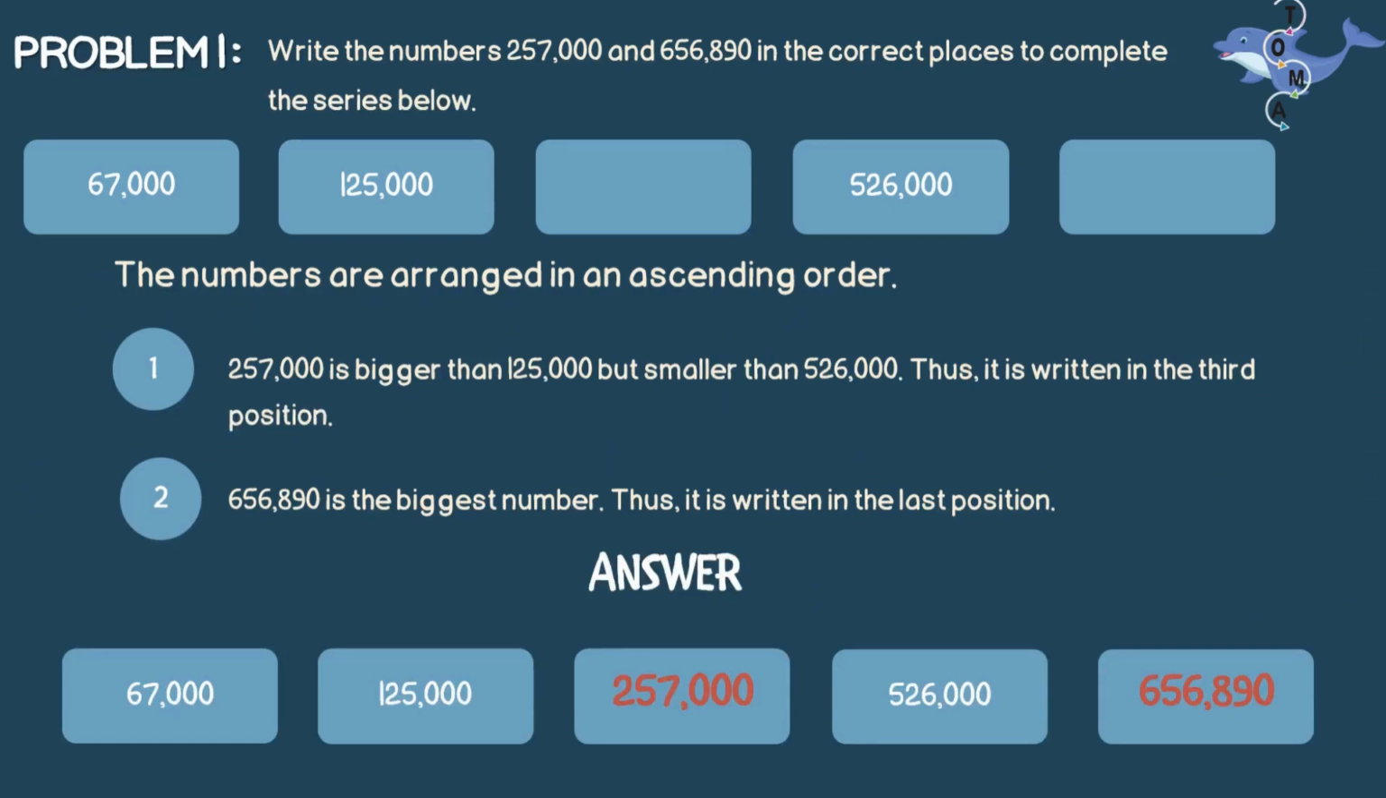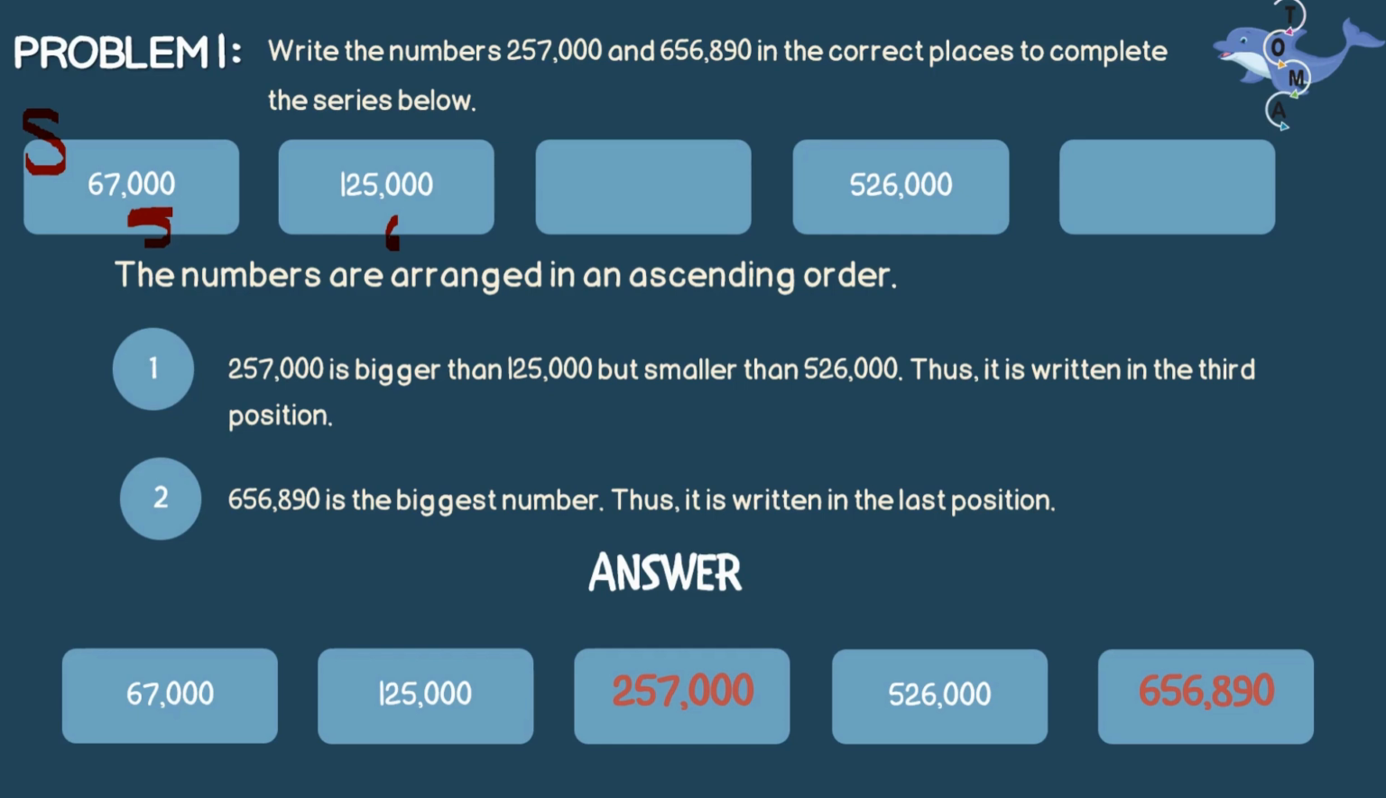Write the number 257,656,890 in the correct places to complete the series. We are going to check these two numbers first. By comparison, we know that 1, 2, 3, 4, 5, 6, this is a 6-digit number, and this one is a 5-digit number. So you already know which number is bigger. Yes, the 6-digit number is bigger, and this one is the smallest number because this is written first in the series of the given numbers, in order. So this is the smallest number, and this one is a greater number.